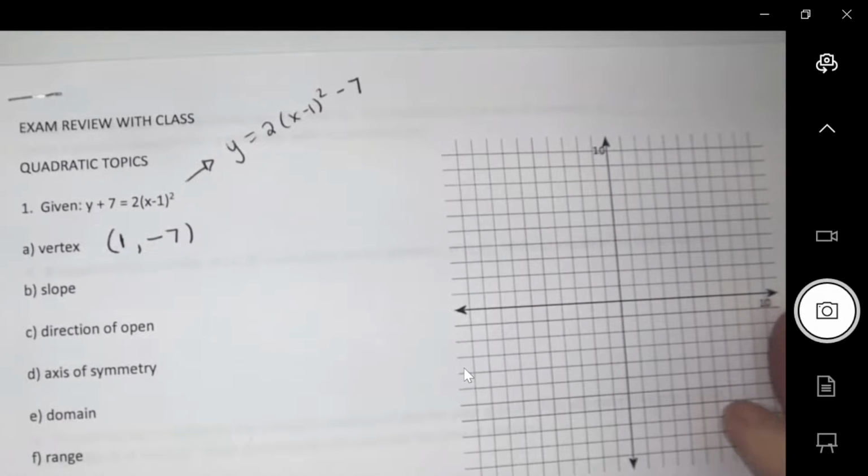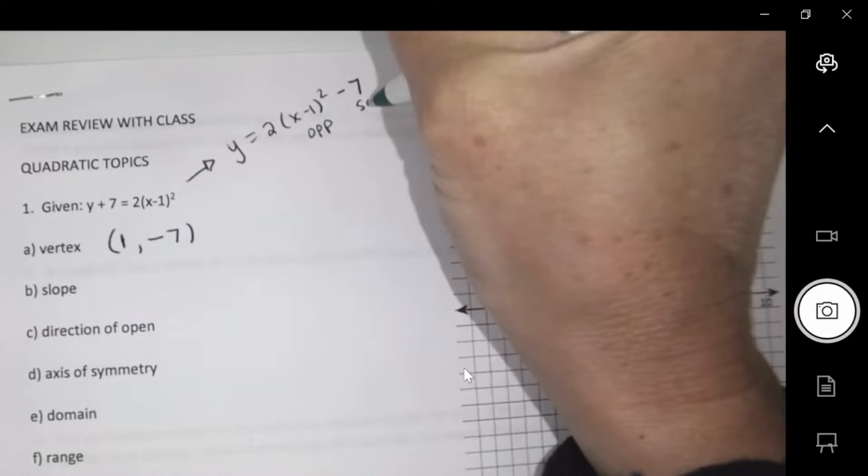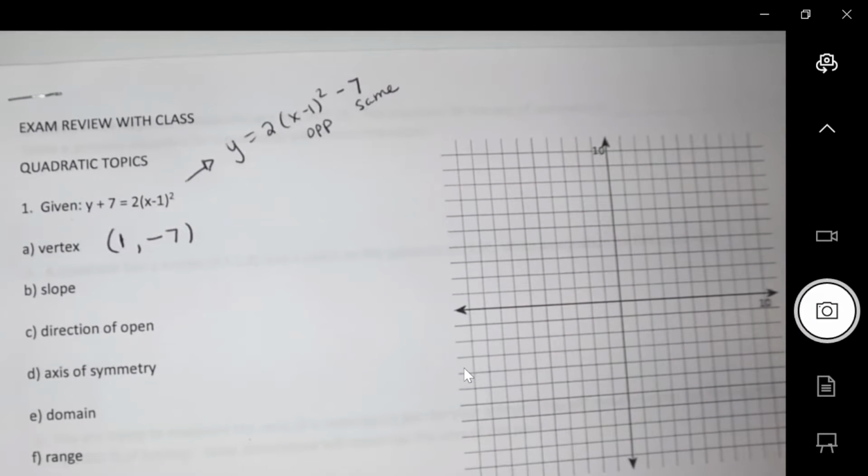FYI, if this was written with the 7 on the outside like that, it would be opposite and same. Okay? Does that make sense? It depends on where I put that 7. So if the 7 is over there, it's just down 7, but if it's on the other side, it's opposite.